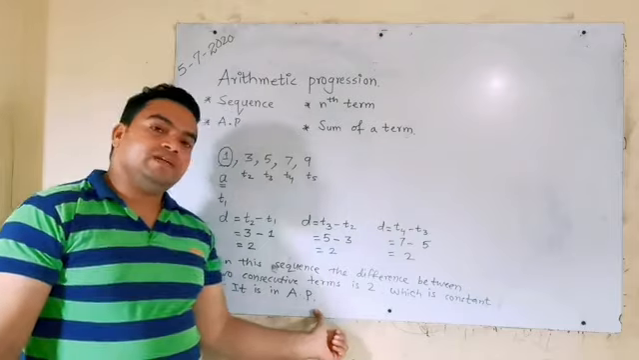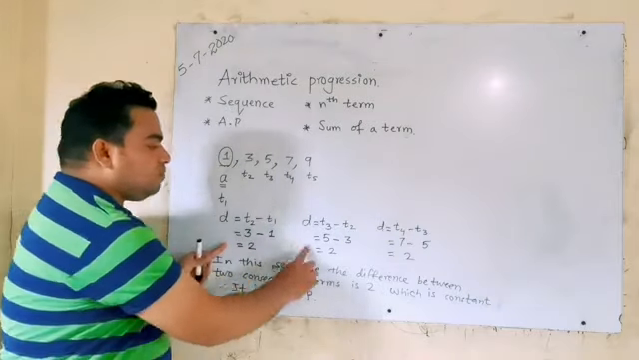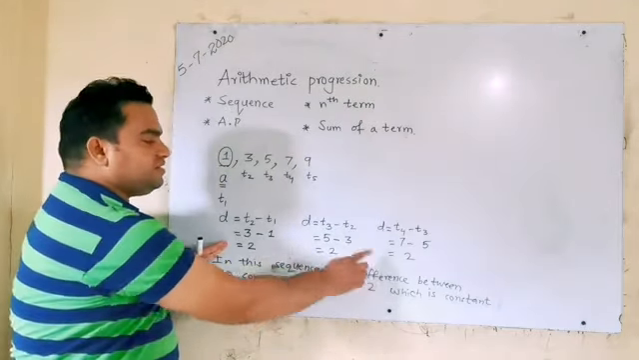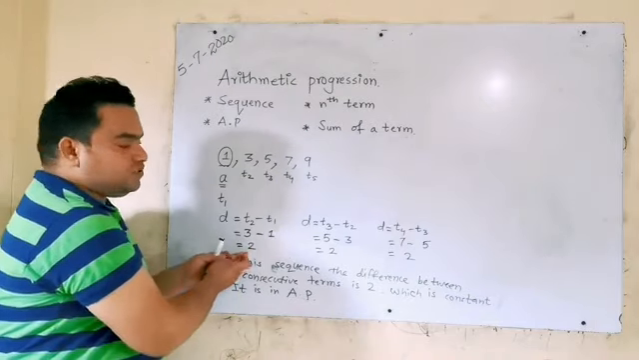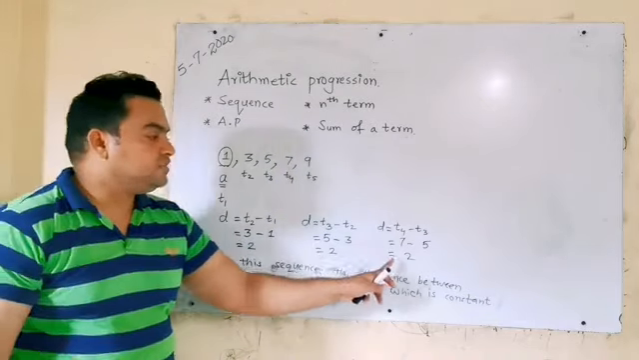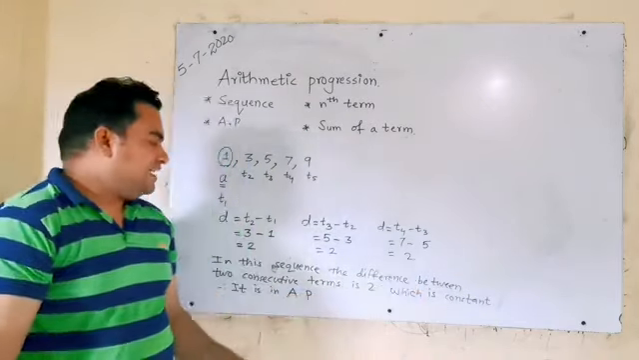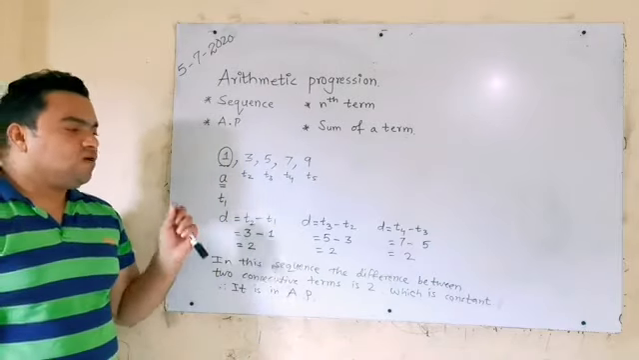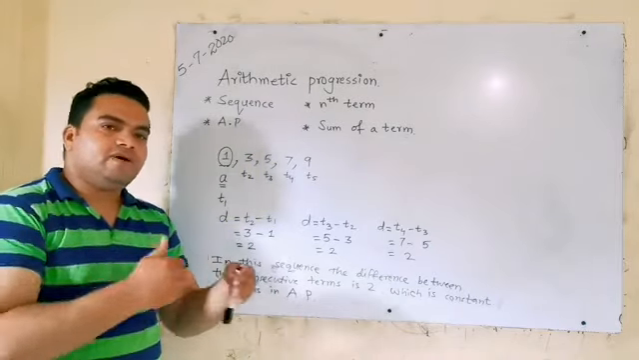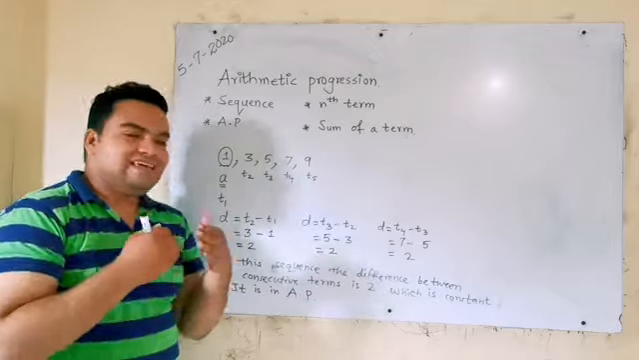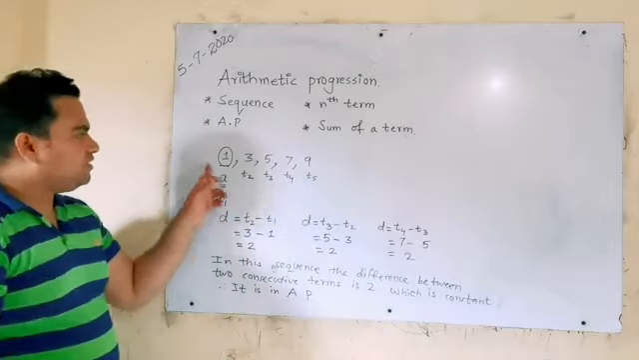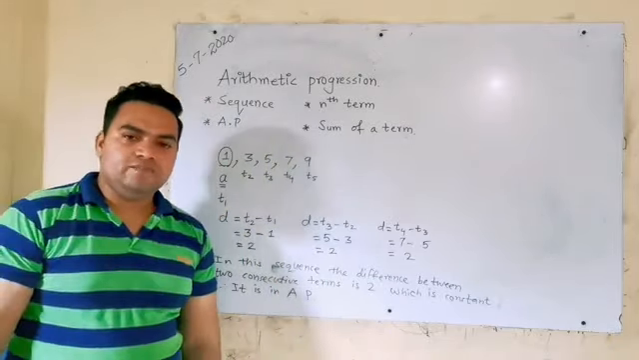Why is it in arithmetic progression? Because the common difference is constant. See, here the difference is 2, here the difference is also 2, and here the difference is also 2. It means the difference is constant. Constant means every difference is the same, is equal. Therefore, the given sequence is in arithmetic progression.